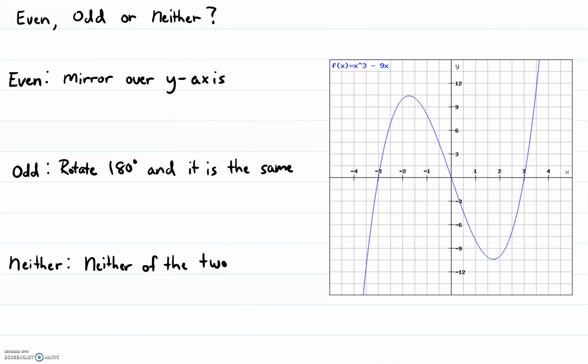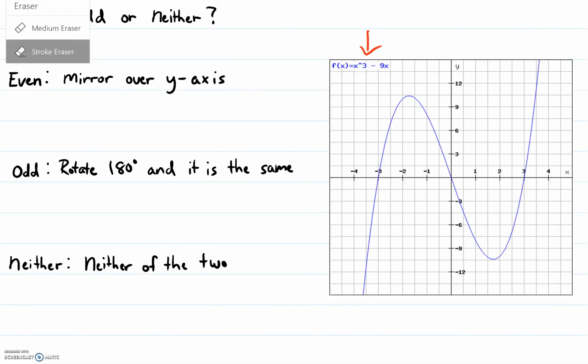In this video, we want to talk about how to figure out whether a function is even, odd, or neither just given its graph. Now, you can see the graph on the right-hand side is the graph of f of x equals x to the third minus 9x. You can see that right here.